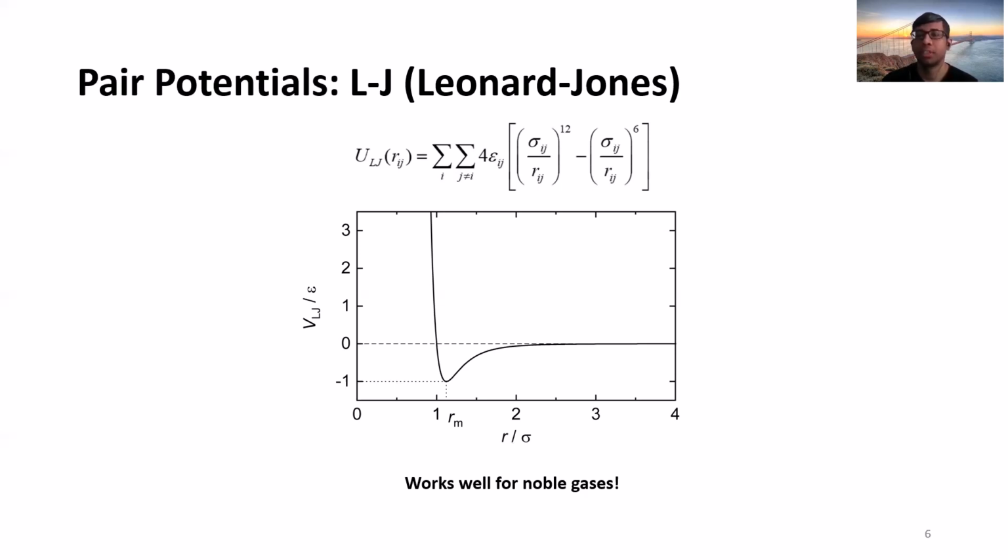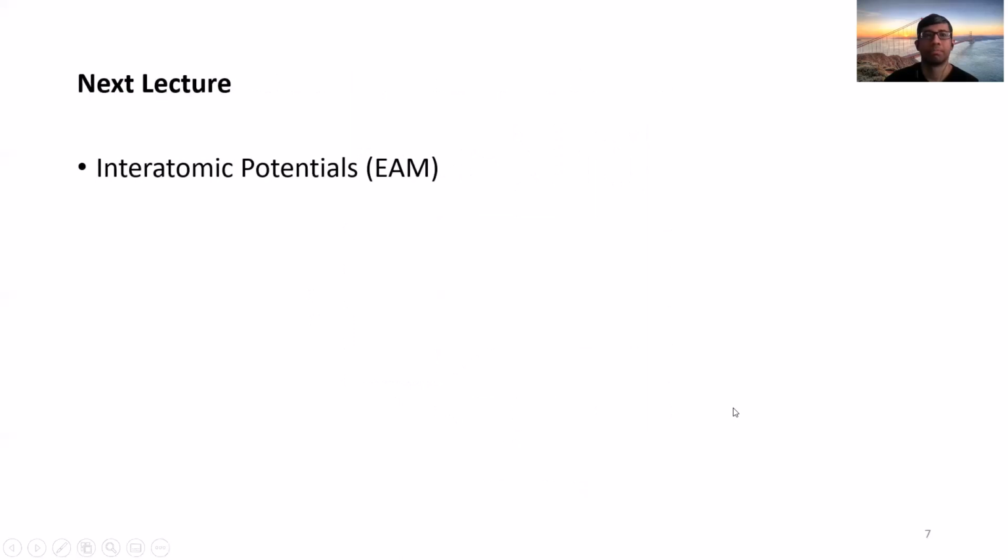So in short, a pair potential is defined by interaction between two atoms, and it's defined in terms of the attraction and repulsion that is going on between each other. In this lecture, we have discussed an empirical pair potential. In the next lecture, we will look into a hybrid or semi-empirical interatomic potential, that is EAM.